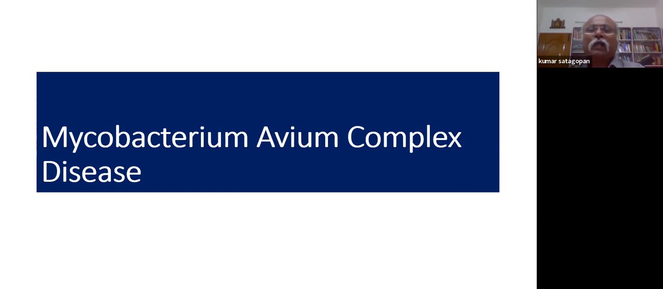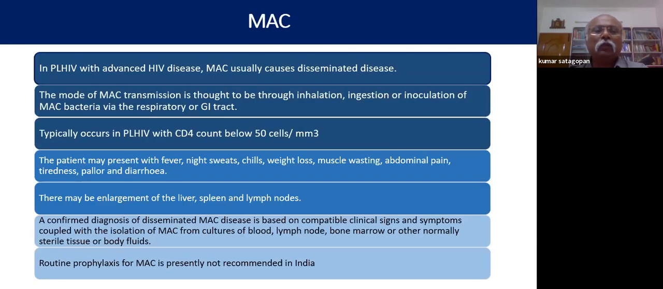Now we are coming to the Mycobacterium avium complex disease. This is a disease of exclusion, with very low CD4 count. Next slide. So what will happen? Advanced HIV disease, usually disseminated disease through inhalation, ingestion or inoculation of MAC bacteria via gut or respiratory tract, with less than 50 CD4 cells. Fever, night sweats, chills, weight loss, all these constitutional symptoms, hepatosplenomegaly, and lymph node involvement.